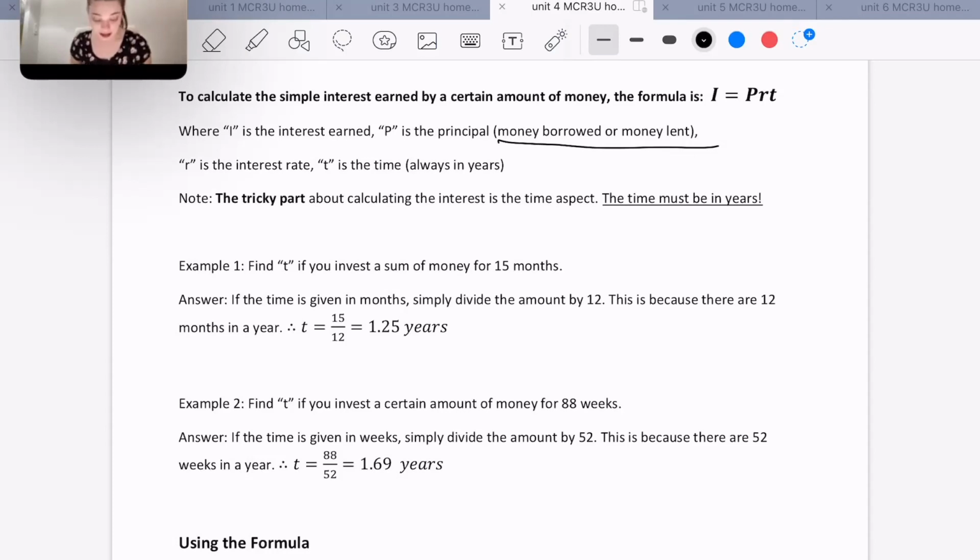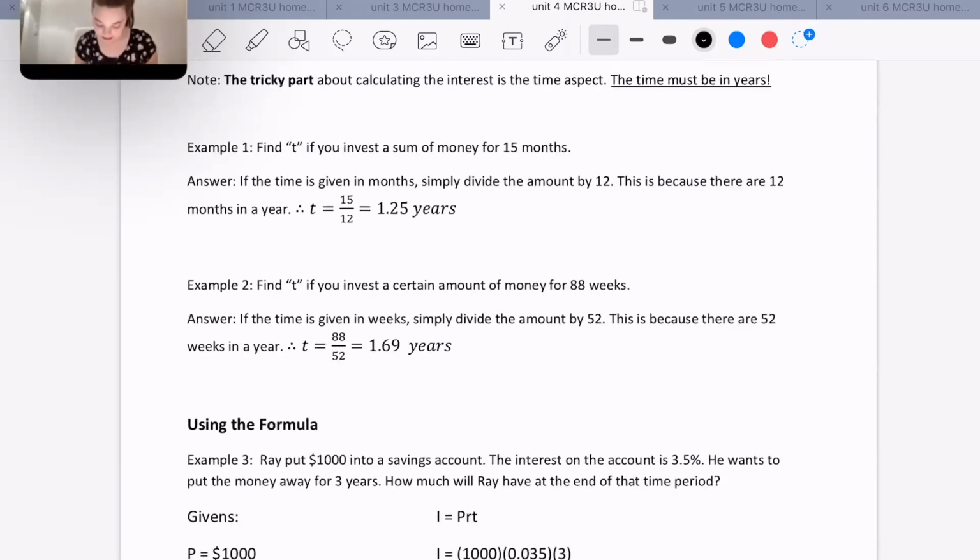So if the time is given monthly, we need to divide the amount by 12 because there's 12 months in a year. And we end up realizing that T is going to be 1.25 years, right? 15 months is the same as 1 year and 3 months, which is the same as 1 1/4 of a year, or 1.25 years. And so that is the amount we're going to use for T.